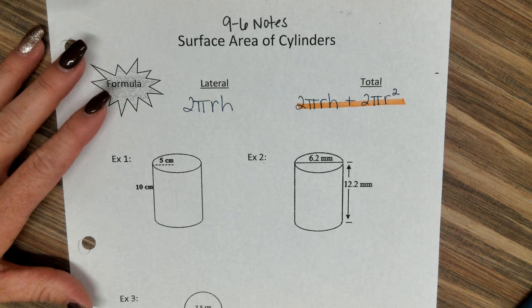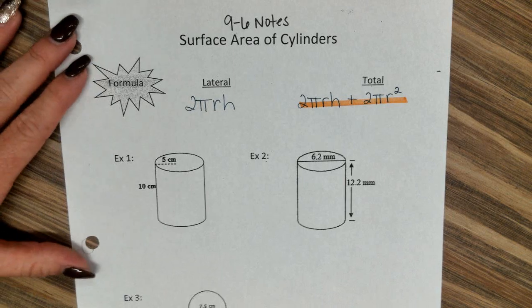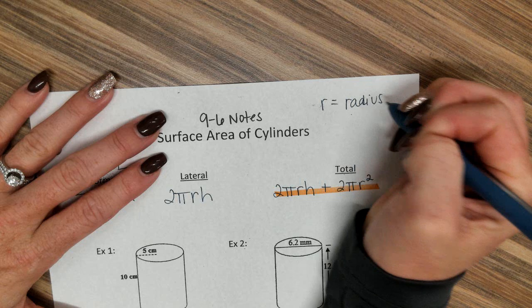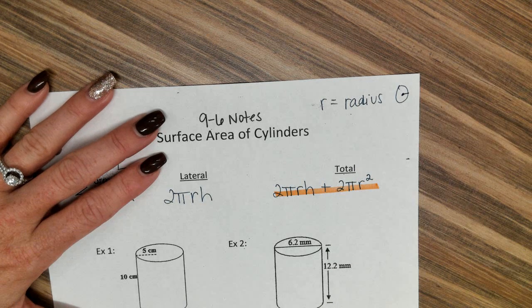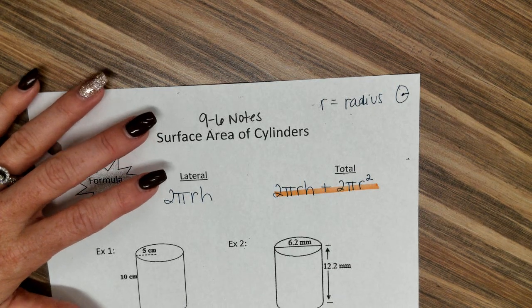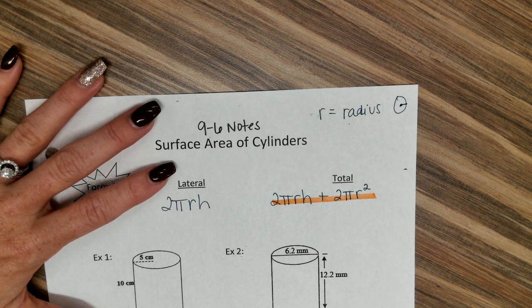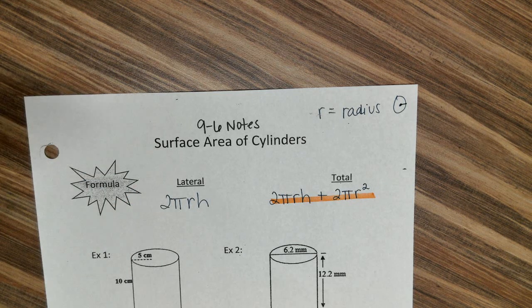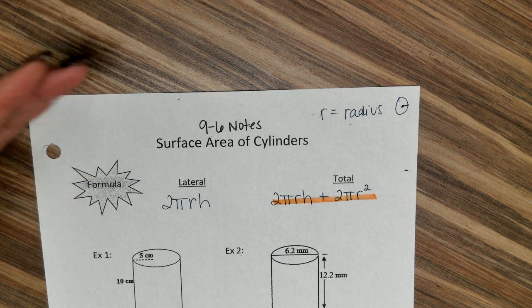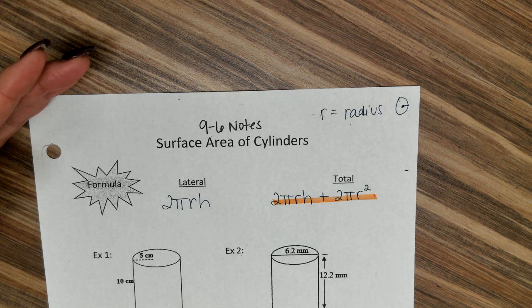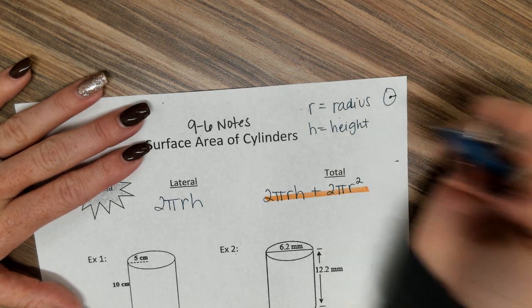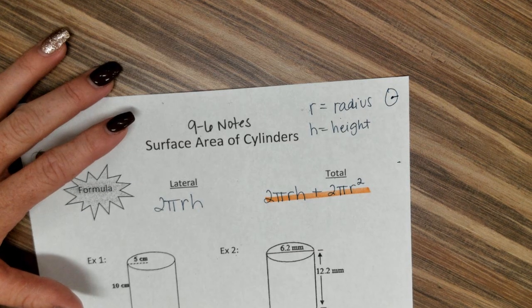Okay, let's talk about what R and H represent. R means radius. And radius is halfway through a circle. If they give you the diameter, you can't use it. What do you have to do? You've got to divide it by 2. You can't use diameter. And the H is height, and it's basically the other number. It's how tall the cylinder is.